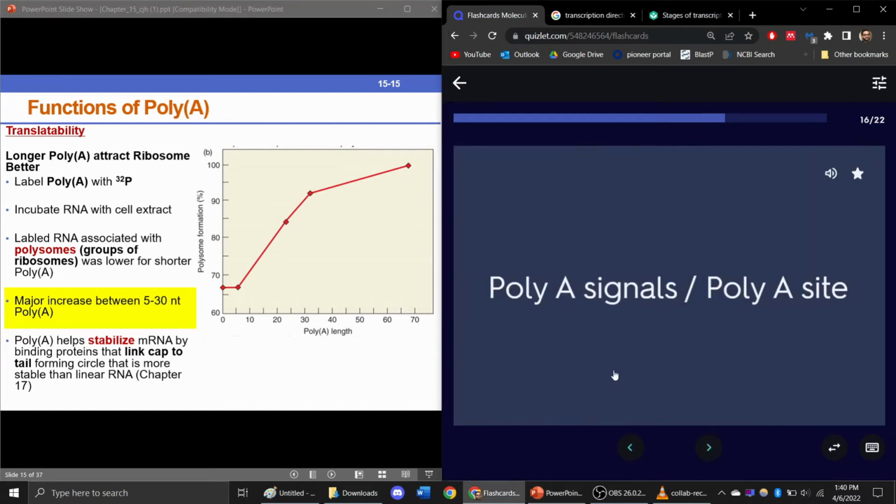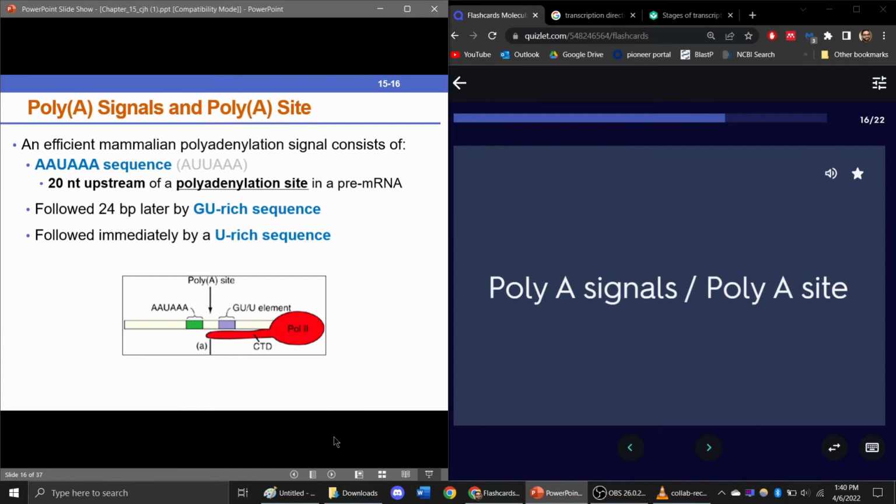All right, so poly A signals and poly A site. We're getting closer and closer to talking about the steps. But before we start getting into those steps, she considers 4 steps. She now considers this step 1. You would have to talk about this as a prelude to talking about the steps.